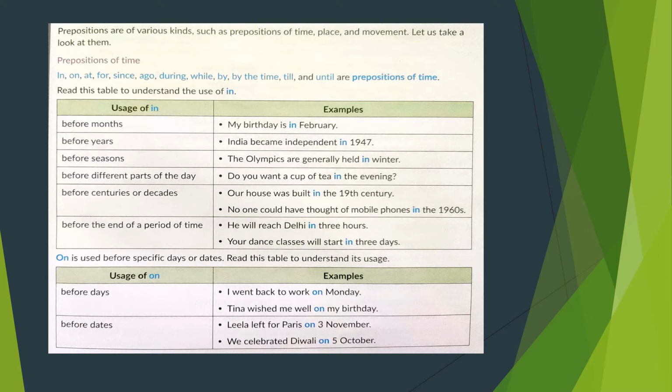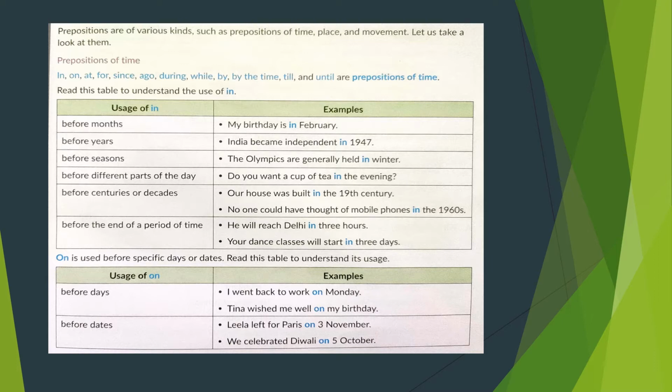In is used before months. My birthday is in February. It is used before years. India became independent in 1947. It is used before seasons. The Olympics are generally held in winter. It is also used before different parts of the day. Do you want a cup of tea in the evening?